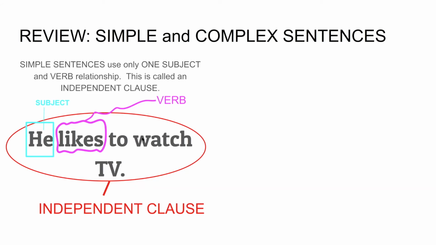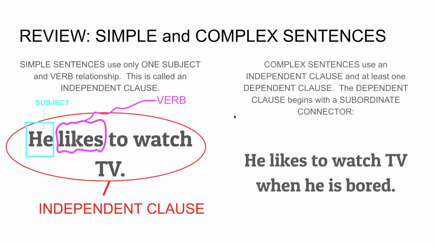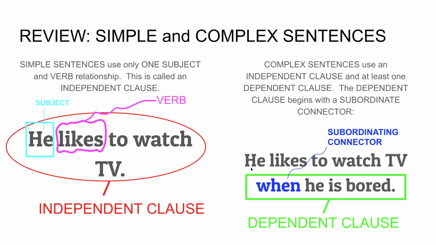Now, of course, it's a simple sentence, but it's not very interesting. So again, complex sentences, they use that information, that independent clause, but then they also add a dependent clause to tell us more information. So for example, he likes to watch TV when he is bored. So in this case, again, the independent clause, right? He likes to watch TV, but then we added this other information, when he is bored. So once again, this part is the dependent clause. And then the word when is the connector. That's the subordinating connector that we use in this case.